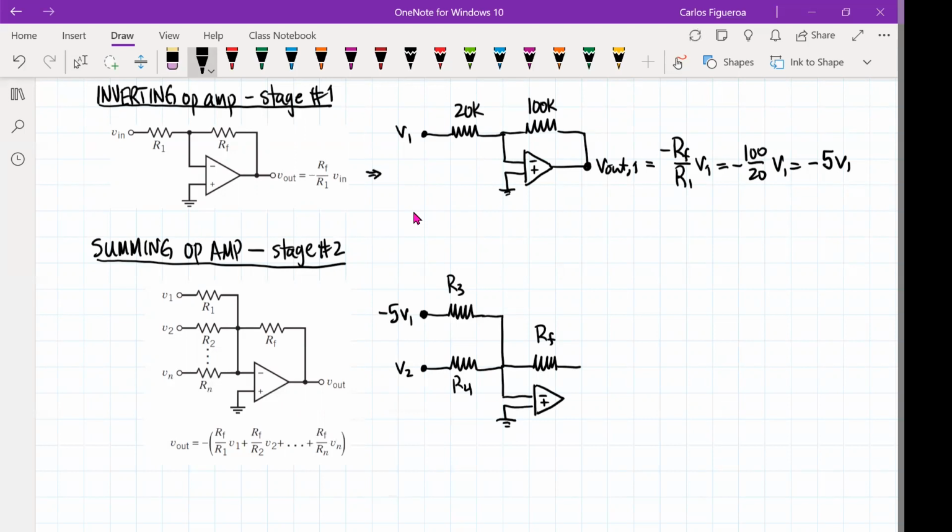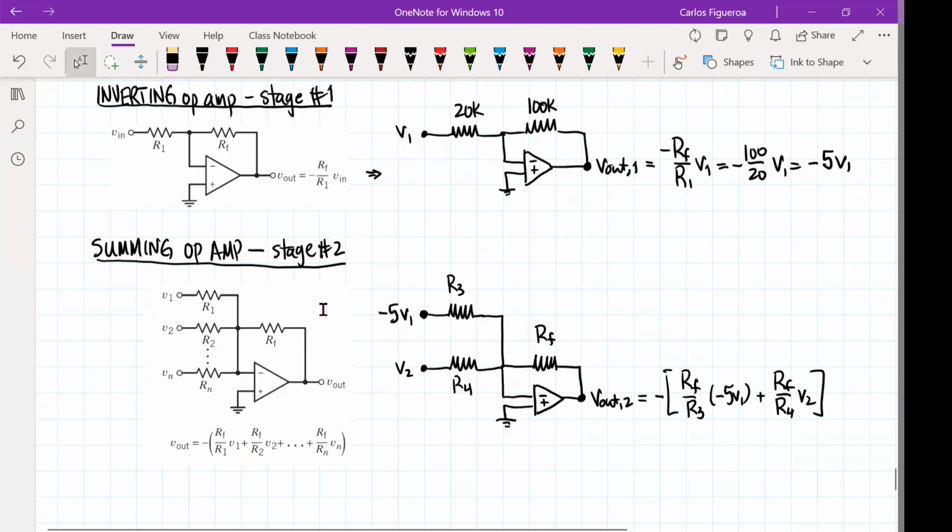Okay. So now when I look at this, this tells me that this is going to be the output for the second stage. And if I look at this, this has to be minus, and then I have the sum of the feedback over R3, and I'm going to get minus 5V1 plus RF over R4 times V2. So you can see that what I have to do here is just scale these.